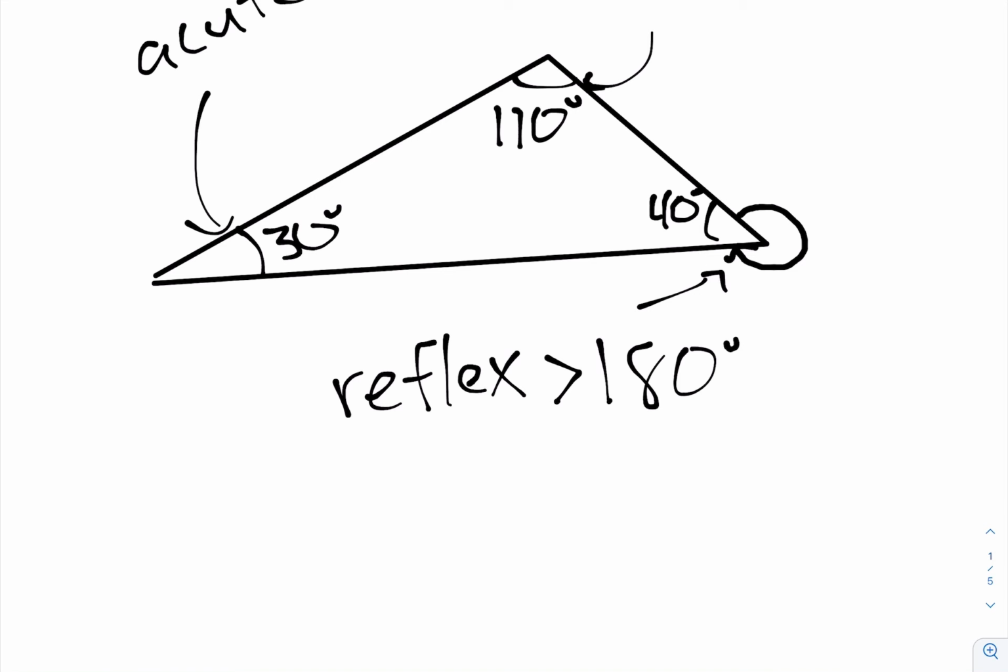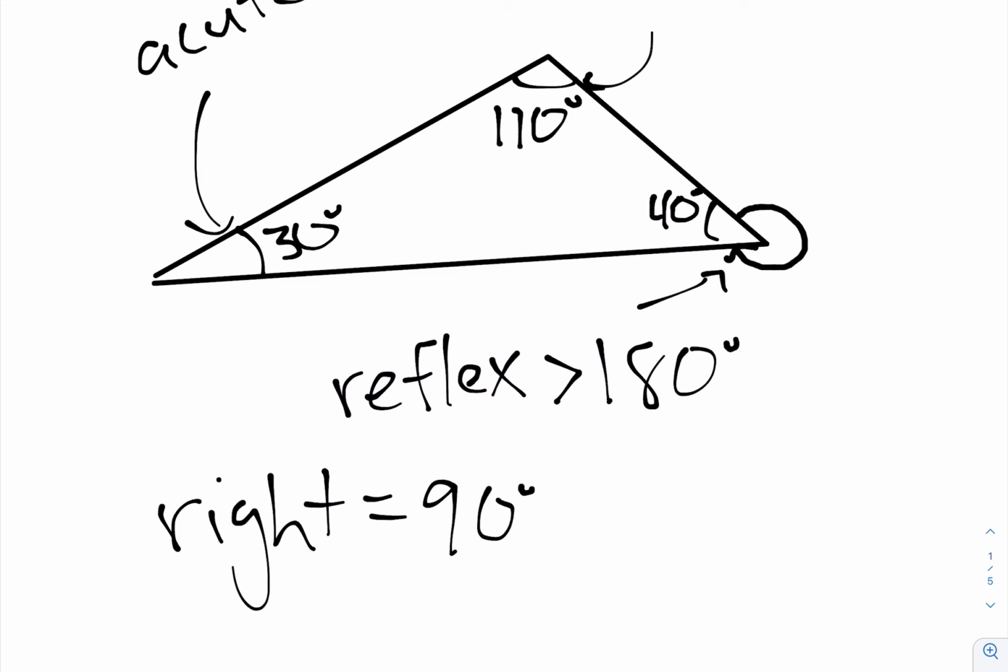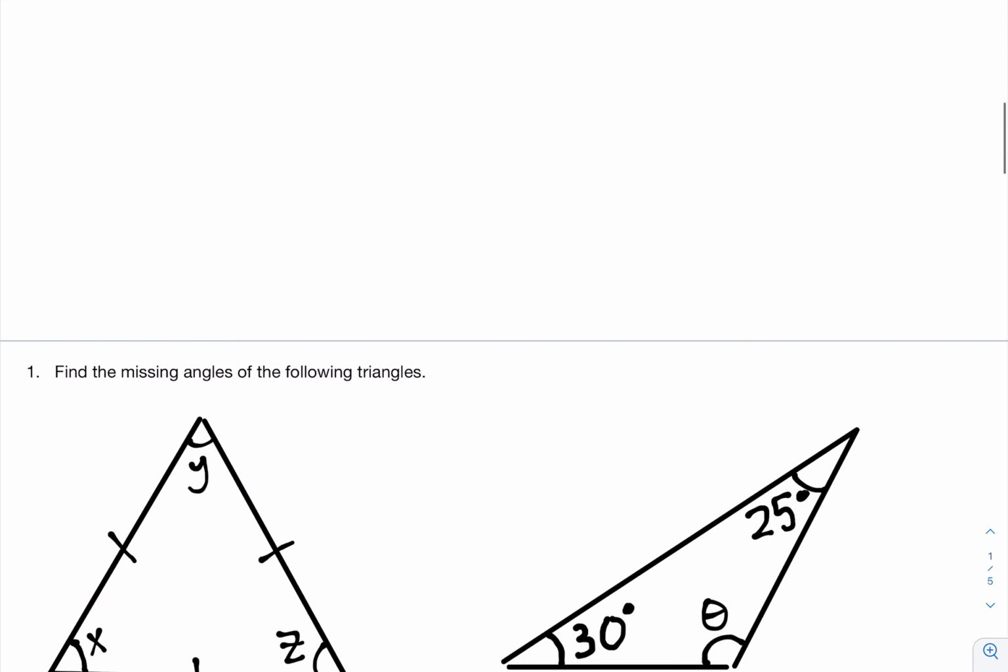Okay, a right triangle, we just talked about it. Right is equal to 90 degrees. That's when you have two things that are perpendicular, and it forms half a box right here. So this is when it's 90 degrees. This is called a right triangle. Okay, let's get into some examples here.